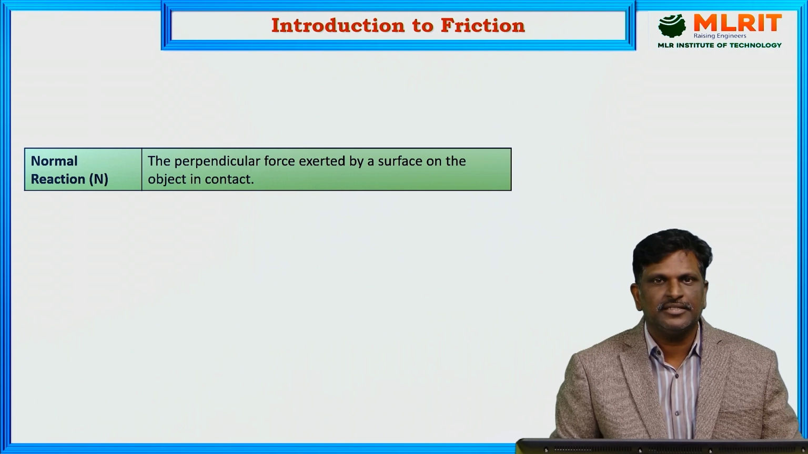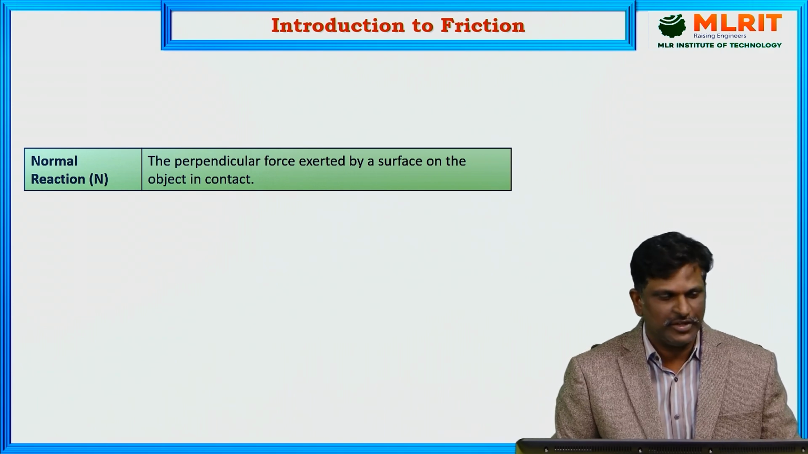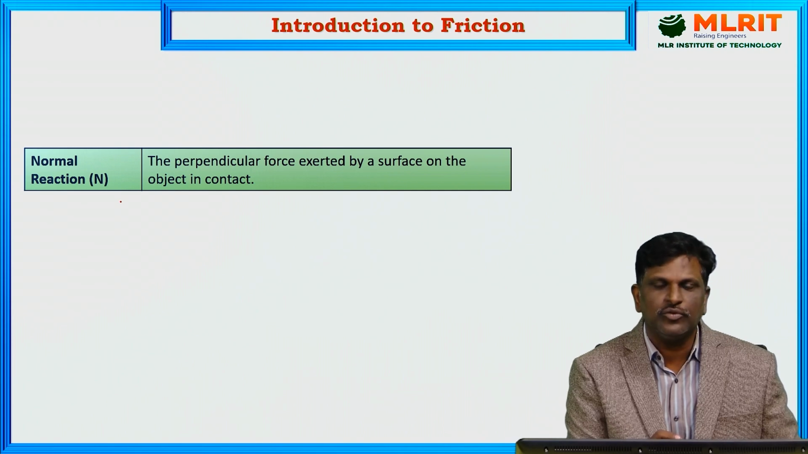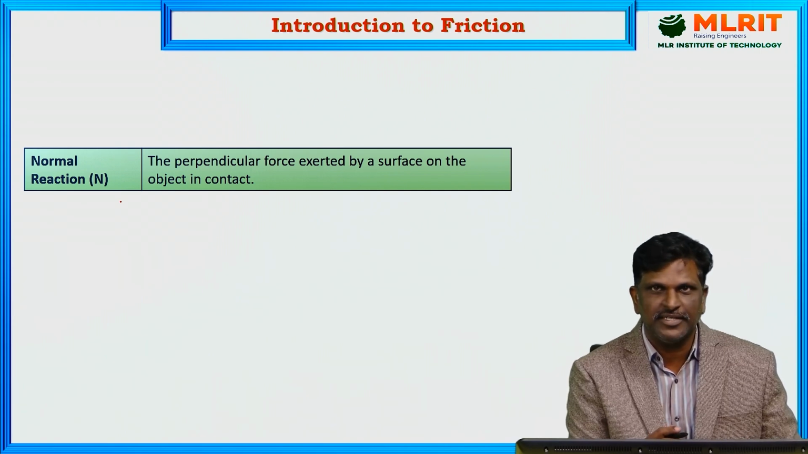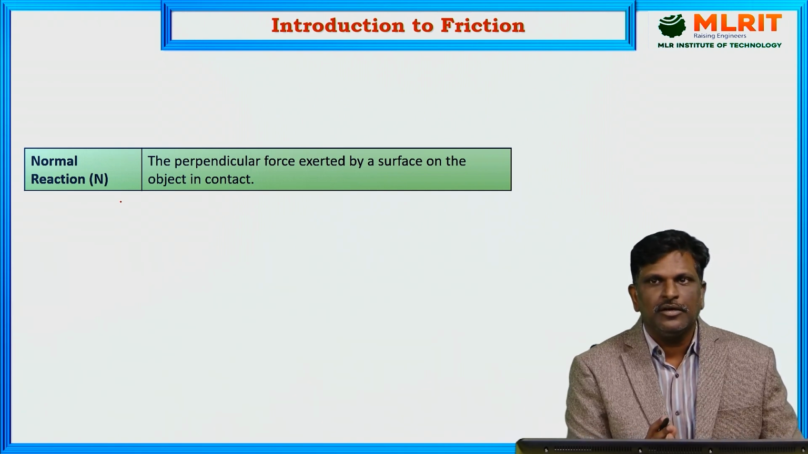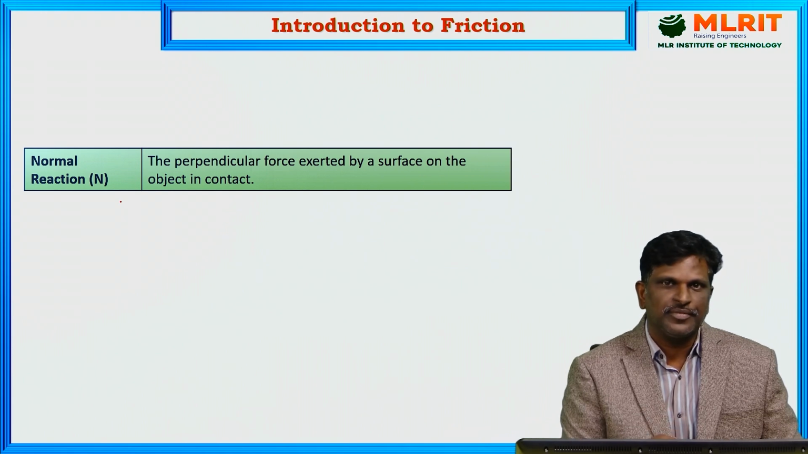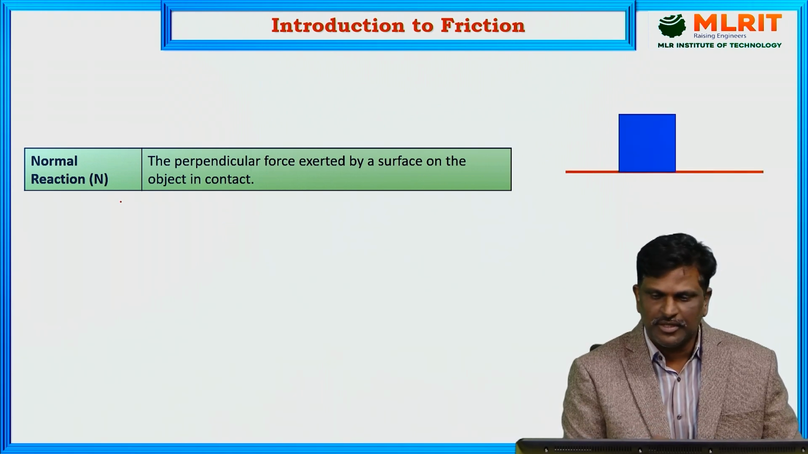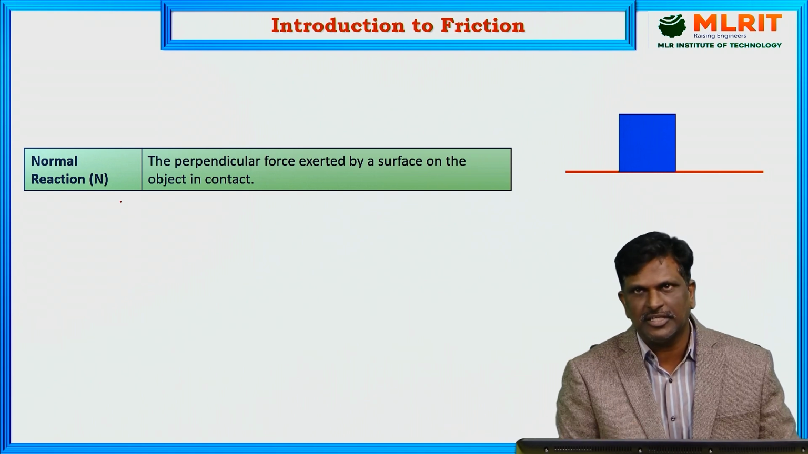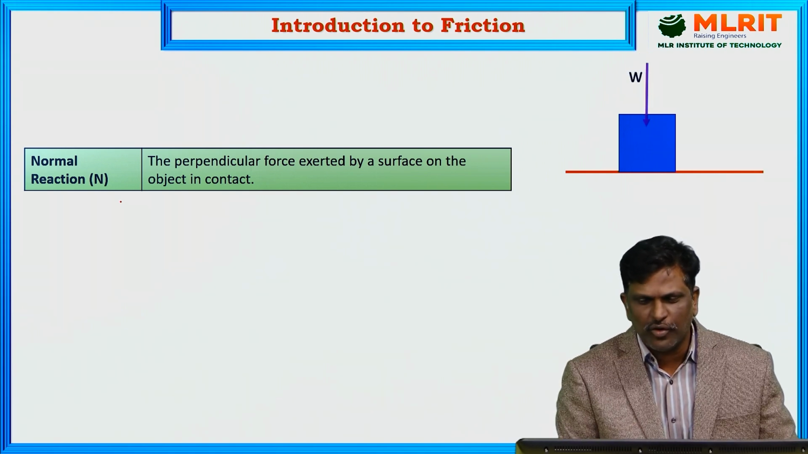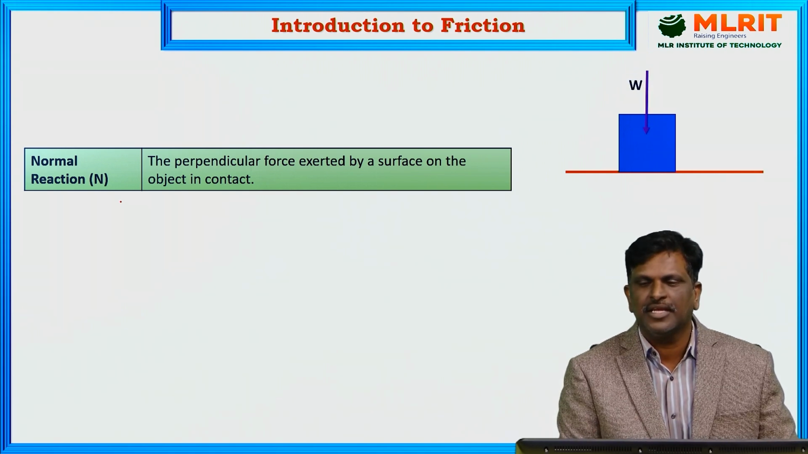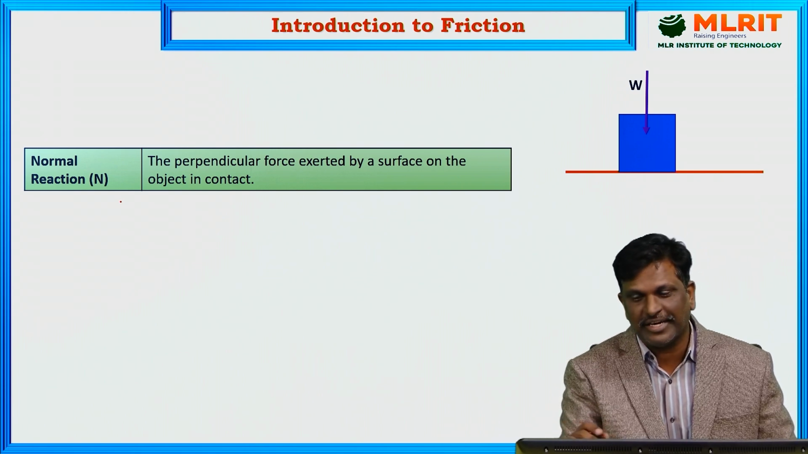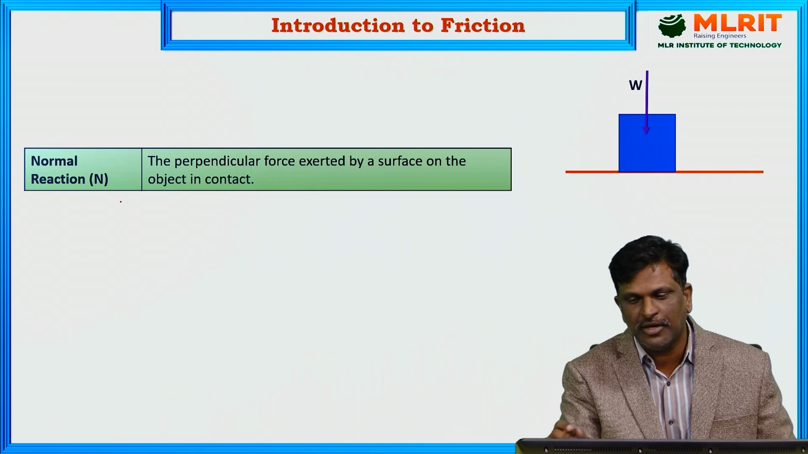The basic terminology associated with friction. Normal reaction. It is a perpendicular force exerted by the surface or another body opposite to the weight of the body. See, a body is resting on a horizontal plane. The weight always acts vertically downwards, and the weight is balanced by the normal reaction or reaction from the ground or reaction from the wall.